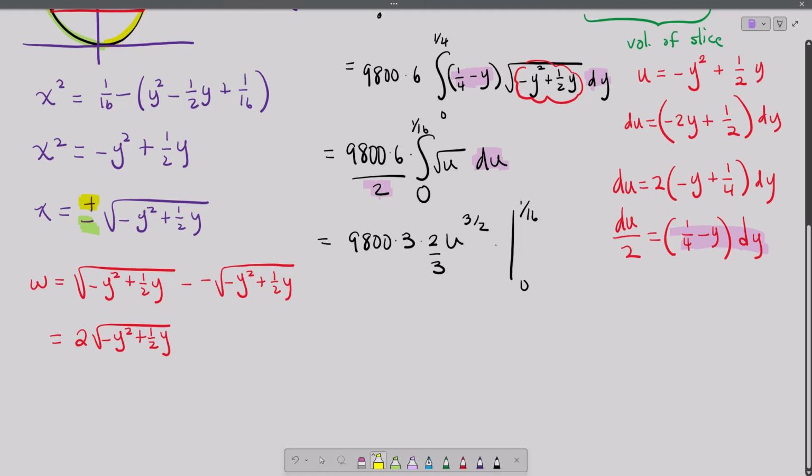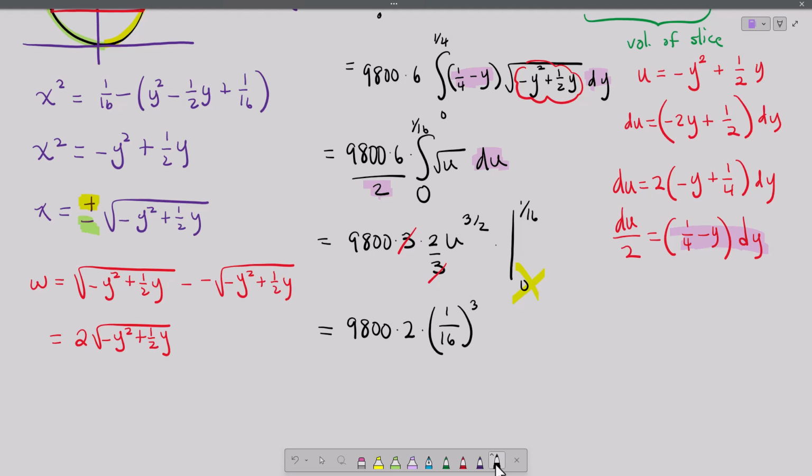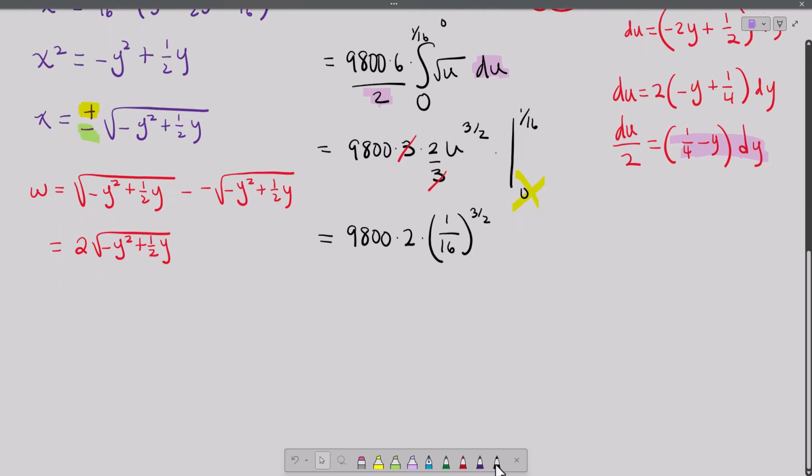Plugging in the 0 gives 0, so we don't have to think about that. The 3's canceled. That's good. So we have 9,800 multiplied by 2, canceling these 3's. And then we have 1/16 raised to the 3/2 power. 16 is a perfect square, so we take the root in the denominator first. Square root of 16 is 4, and then 4 cubed.